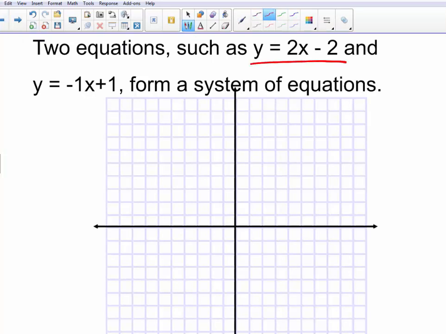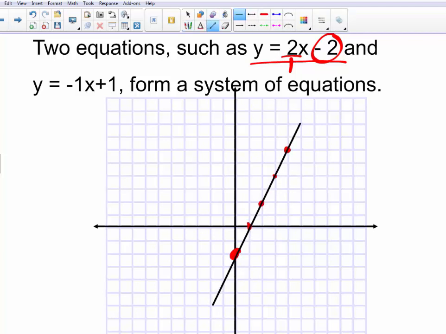Okay, so first one here, y equals 2x minus 2. From the origin, you're going to go down to your negative 2, that's your y-intercept. Then you do your slope, positive 2 over 1, 2 over 1, 2 over 1. Okay, that becomes your line. Draw the line that connects those points. We can extend the line further if we need to, depending on where the other graph is.